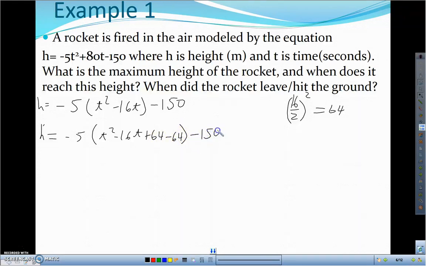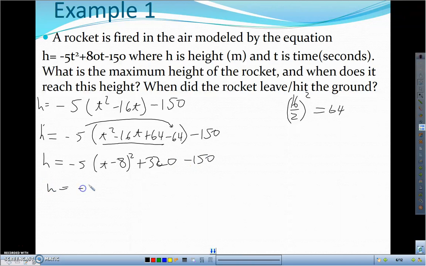Minus 150. And this thing here is what we complete the square to be, t minus 8 squared, and then we're going to multiply the negative 5 times the 64 to bring it outside. h equals negative 5, t minus 8 squared. Now we're taking that 64 outside. Negative 5 times 64 is going to be negative 320, plus 320 minus 150.